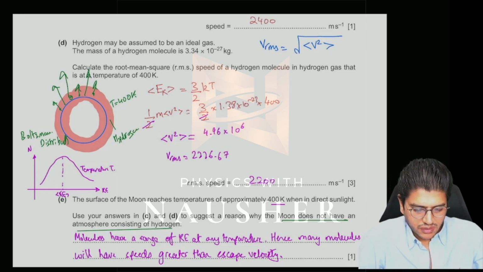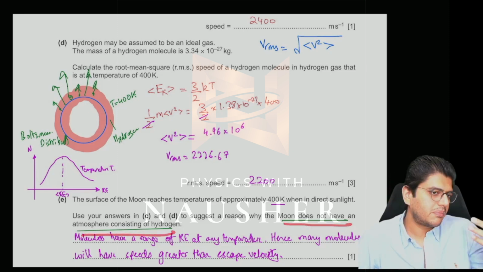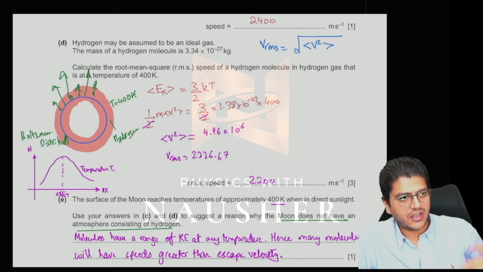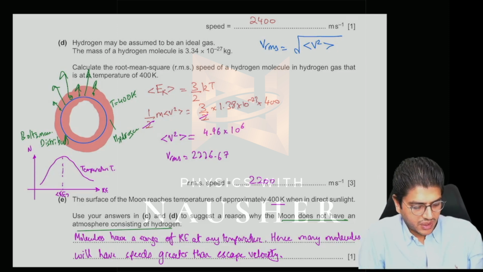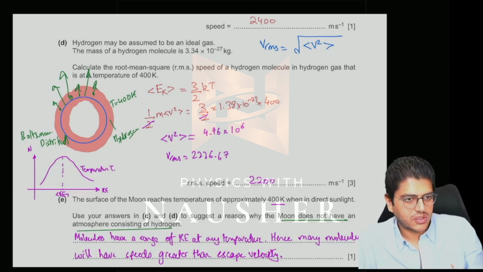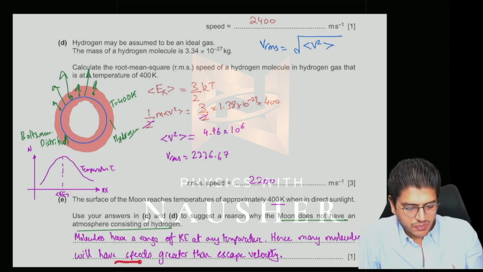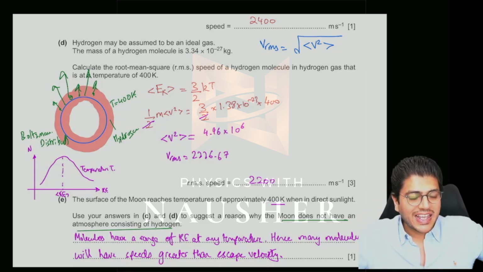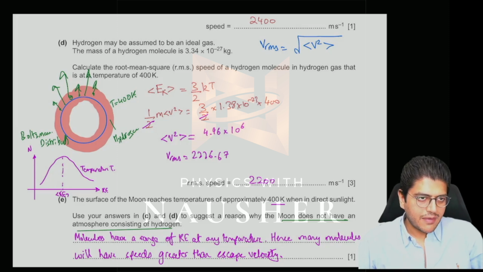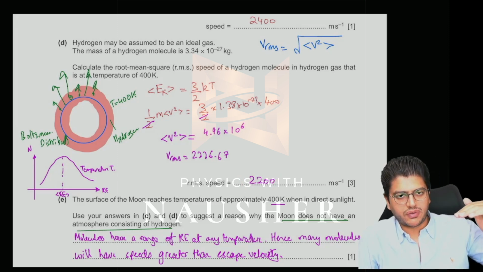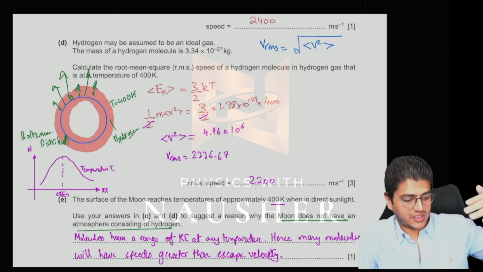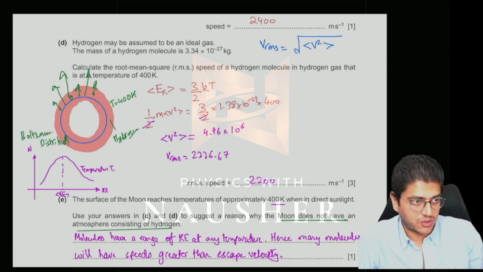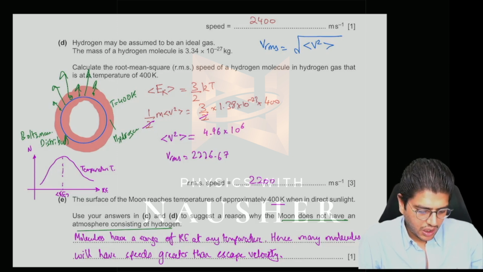So why does the moon not have it? Maybe most of the molecules have energies above this, which is the escape speed, and that's why it does not have an atmosphere consisting of hydrogen. Hence many molecules will have speed greater than the escape velocity, and hence they escape. The escape velocity, which you calculated, was 2200. So most of the hydrogen molecules have speeds above 2200. That's why they're escaping. I hope that makes sense.